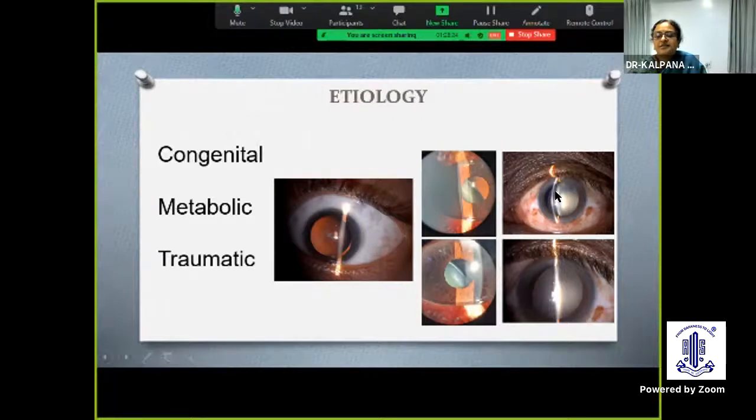So you can see these different forms of subluxation. This is a traumatic subluxation with a cataractous lens. And this is a subluxation where you can see it bisects the pupil. I'm showing all these pictures because, based on the presentation, your treatment modality will change. And trauma also is a major cause of subluxation, both in adults and in children.